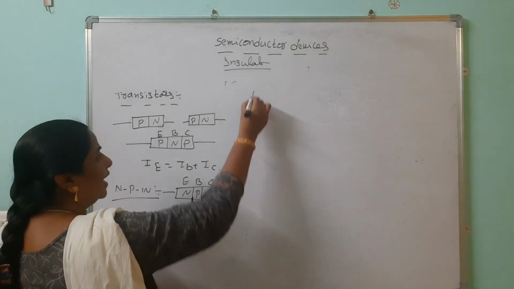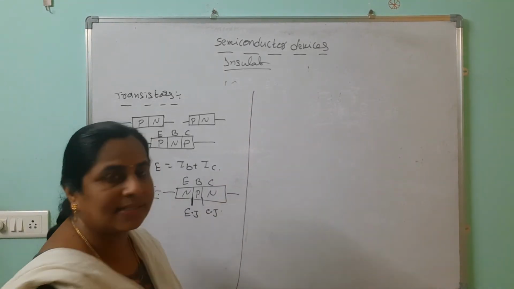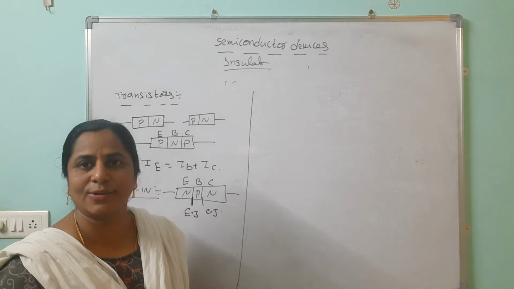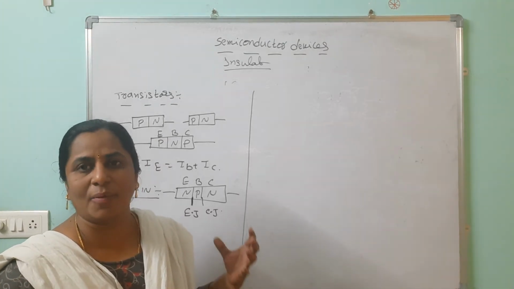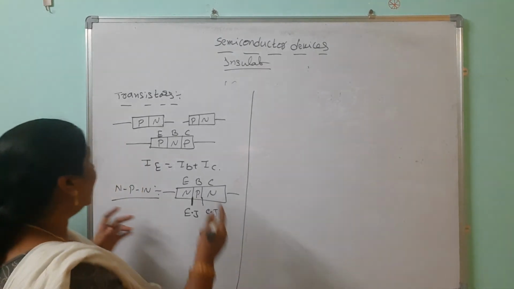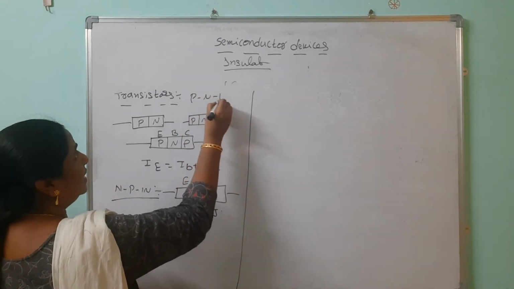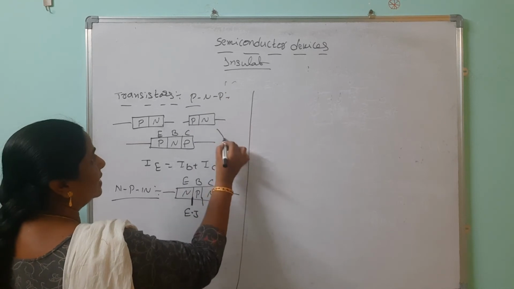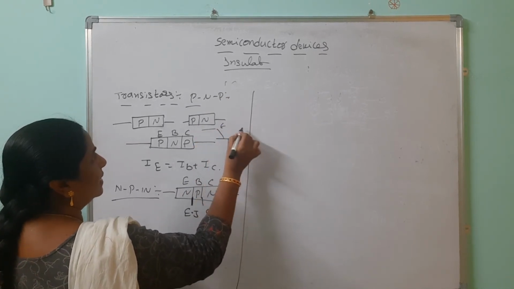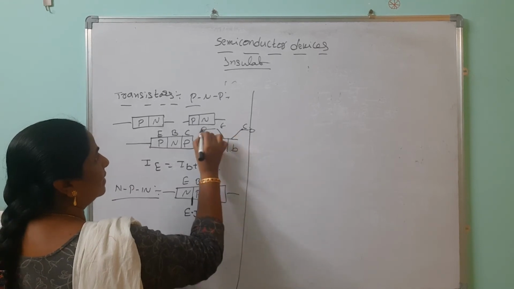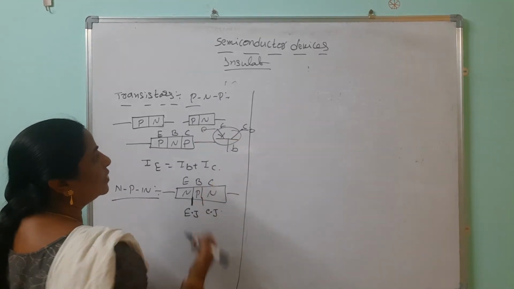And one more thing, we have to connect these transistors in 3 configurations. Common base also you can take, common emitter also you can take, common collector also you can take. At the same time, in the case of PNP transistor, you can show like this. The symbol is like this. This is the base, emitter, and this is the collector. And here the arrowhead is towards the base.